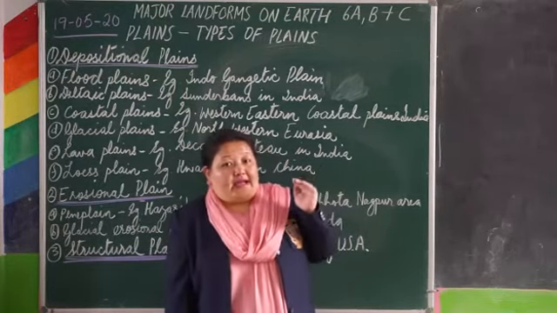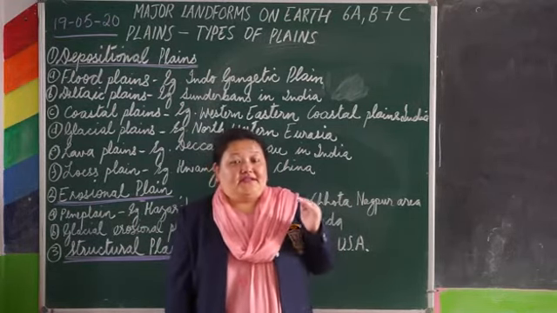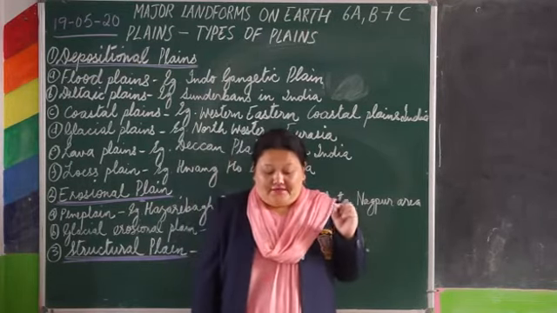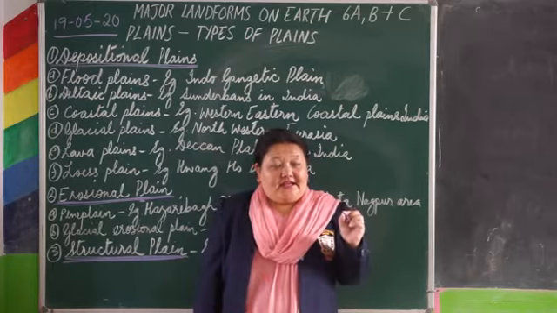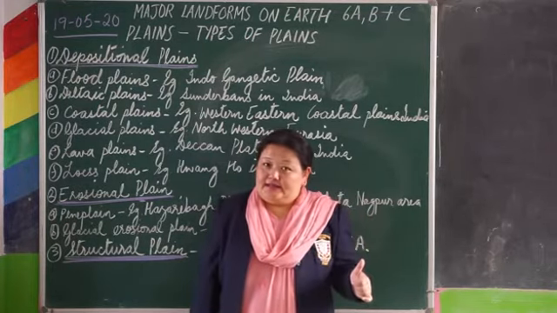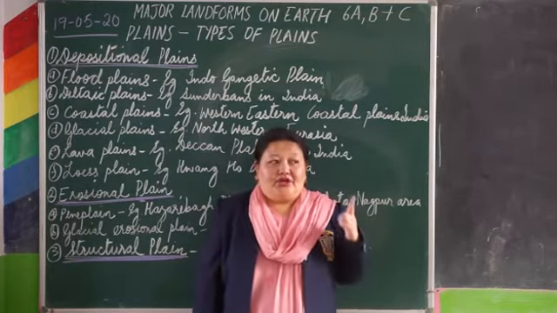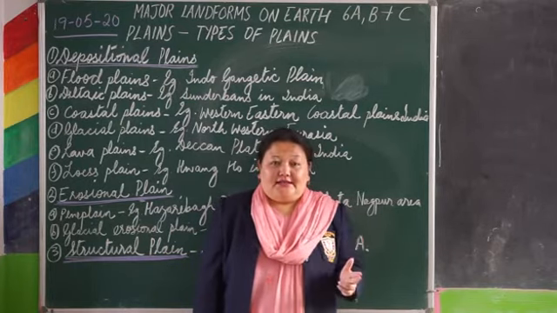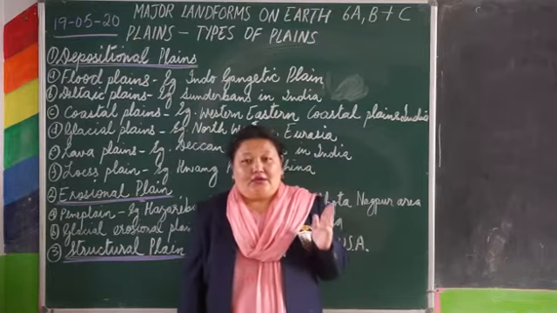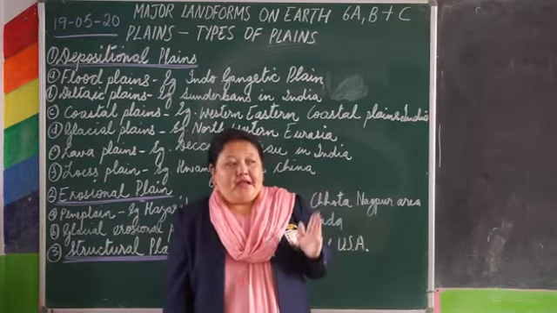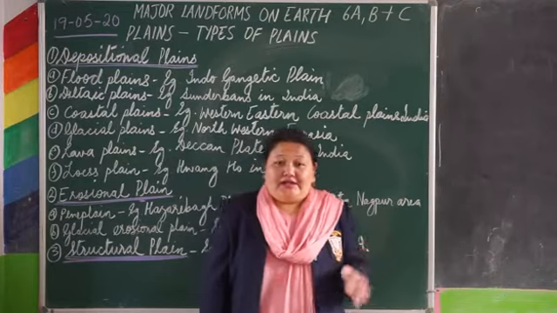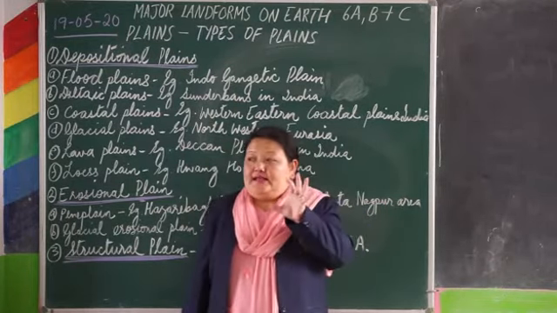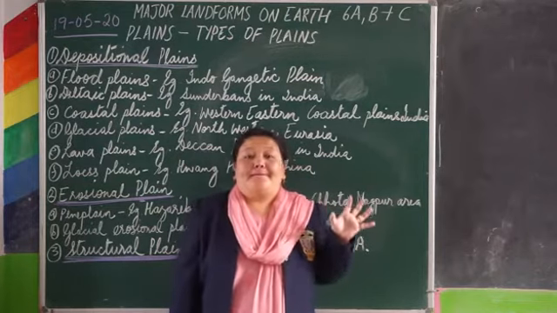Now we will have a look at the different types of islands. Now there can be four kinds of islands. Now firstly, your continental island. Second, your river island. Third, your oceanic islands. And fourthly, your coral islands. Now let's have a look at what actually a continental island is. Now a continental island is a part of the mainland.